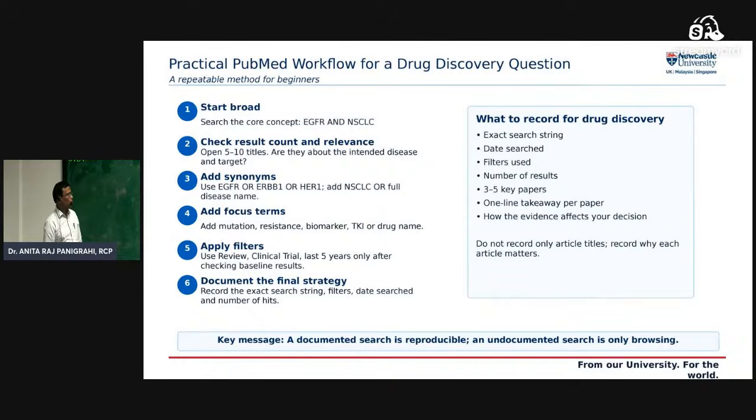Okay, so that's the key thing. You look at this, and all my research team use only the same research assistant, that is called SciSpace. Here is what to record for drug discovery: exact search string, date of search, filters used, number of results, 3 to 5 key papers, and a one-line takeaway per paper, how the evidence.